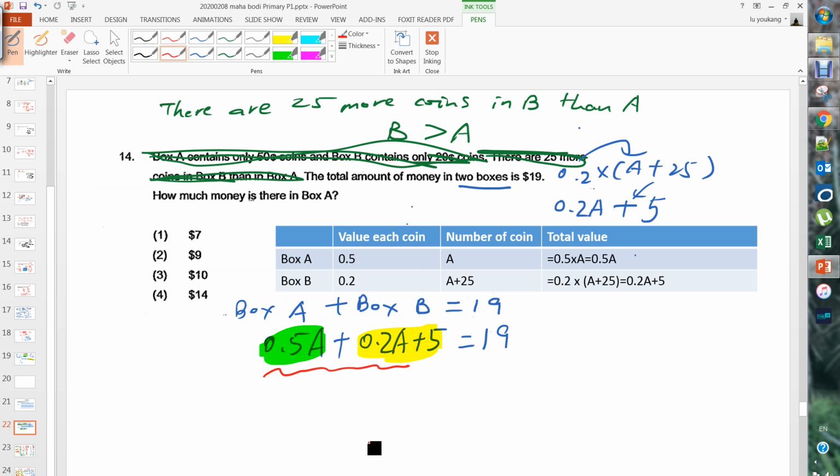So here, instead of 1 it is 0.5. So 0.5 apple and 0.2 apple, you end up with? Just now 1 apple and 2 apple, what do you do? Add. So 0.5 plus 0.2 is 0.7 apple, right? So plus 5 is equal to 19, right? So it means something plus 5 equals 19.